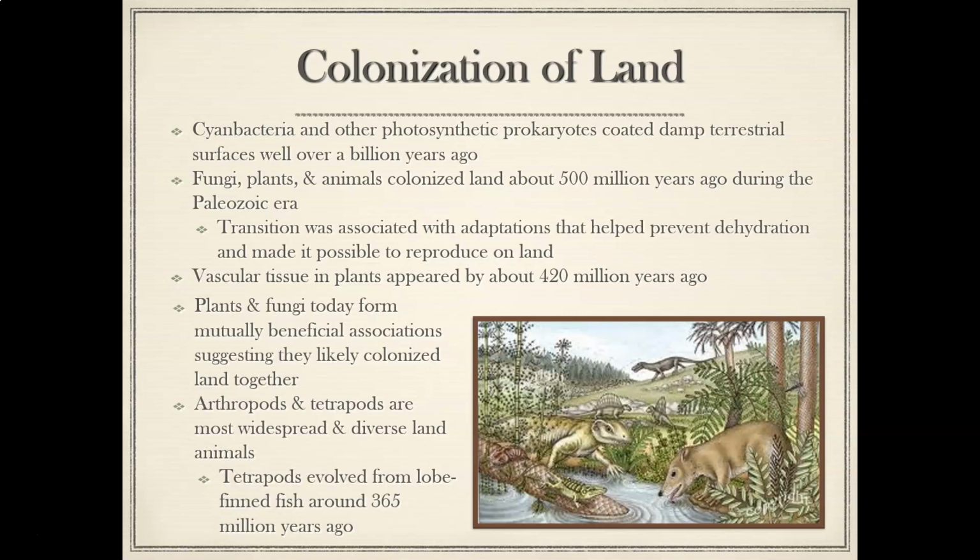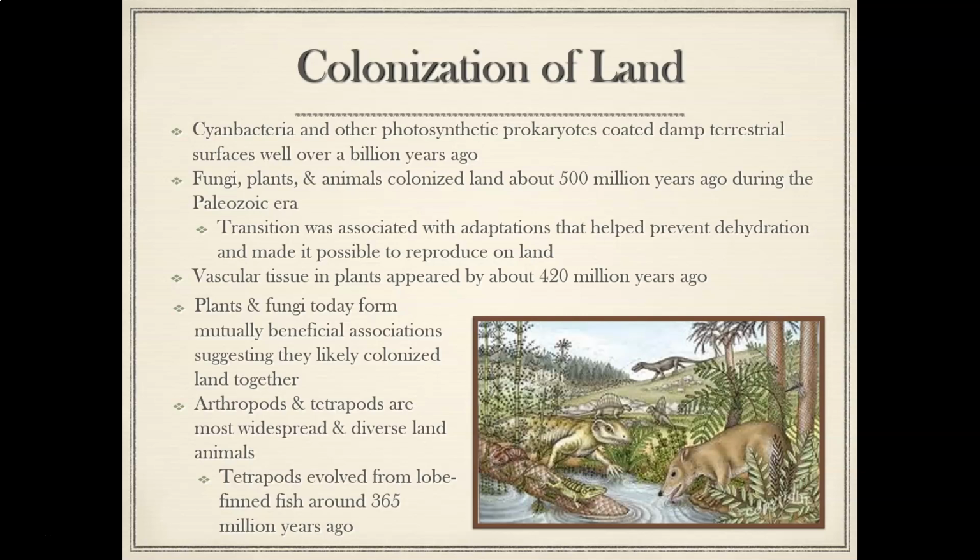So, well over a billion years ago, things like cyanobacteria and those other photosynthetic prokaryotes would have started coating relatively damp terrestrial surfaces wherever they existed. We don't see what we typically think of as land organisms until considerably later than that. Things like plants and fungi, animals, they don't really seem to start colonizing the land until about 500 million years ago, so during the Paleozoic era.